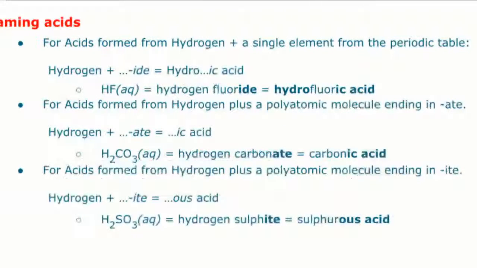Let's look at the next one here. The last one that we can run into is our -ites. So hydrogen and anything with, like, sulfite, we change the -ite to -ous. So sulfite gets changed to sulfurous acid.